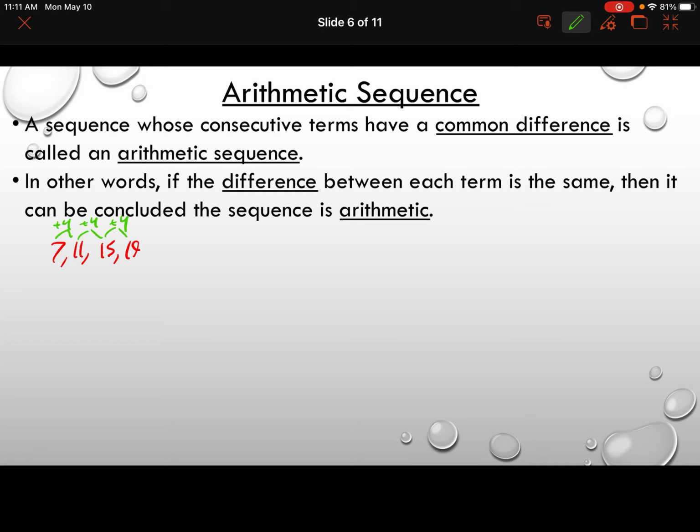Now, really quickly, if it's tricky for you to determine what the difference is, just know that an easy way to determine the difference is you take any two consecutive terms. So, for example, let's say we took 7 and 11. You simply find the difference between those two terms. So you literally just do 11 minus 7 is equal to 4. That's how you would calculate what the difference is. If you're struggling to see right off the bat that it is plus 4, just take any two consecutive terms and subtract them from each other, and you would get what the difference is.